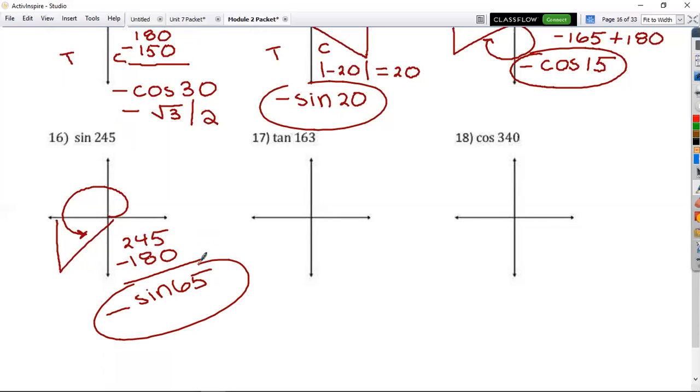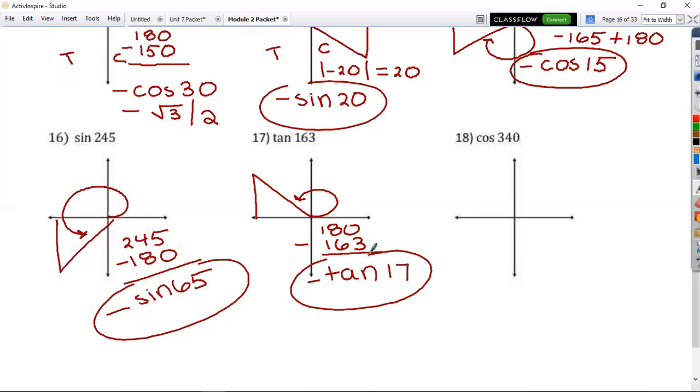All right, last couple. Tan of 163. That's here. So I'm going to do 180 minus 163, which is equal to the tangent of 17 degrees. Positive or negative, guys? Negative, good. And again, I'm making that my last step every single time.